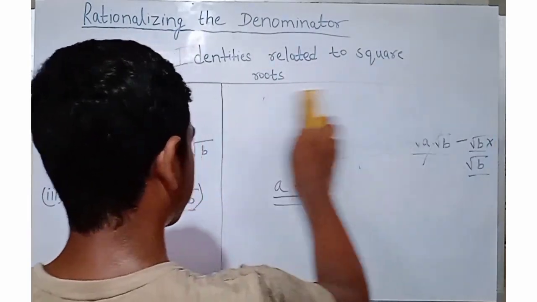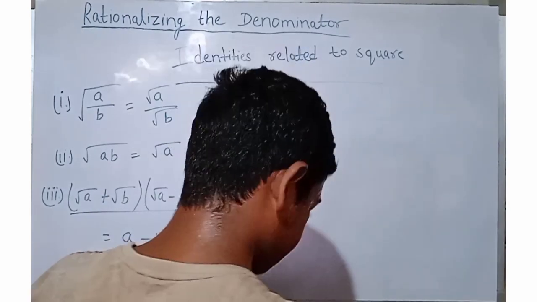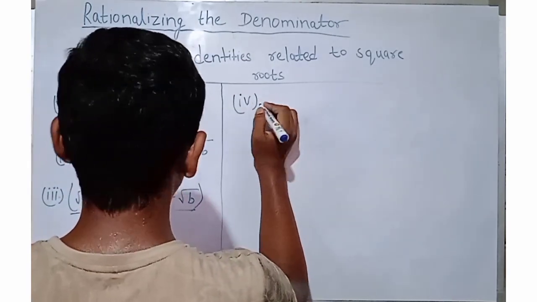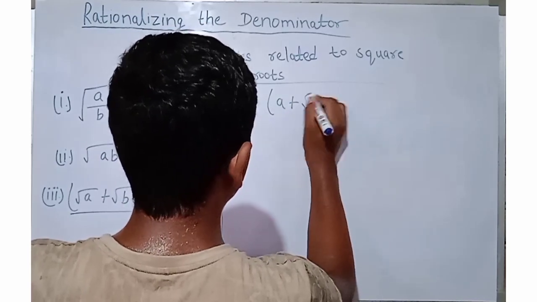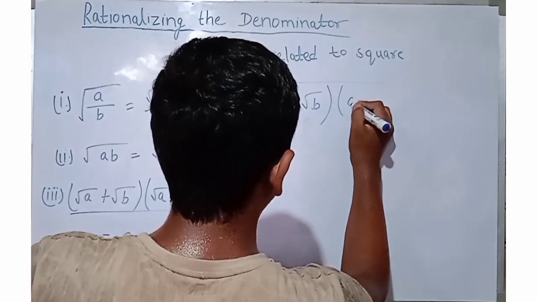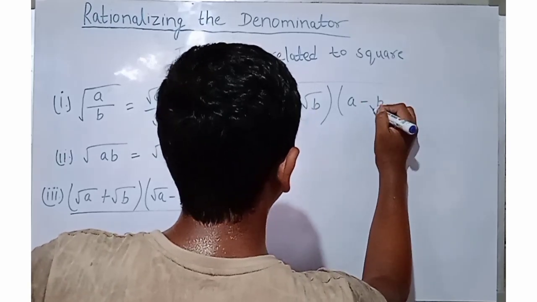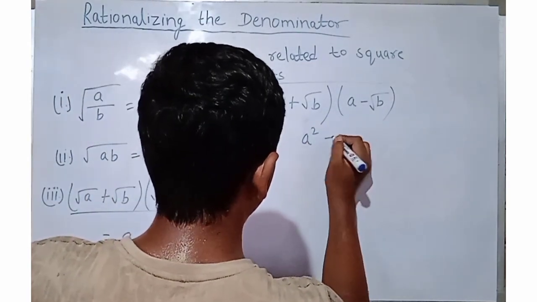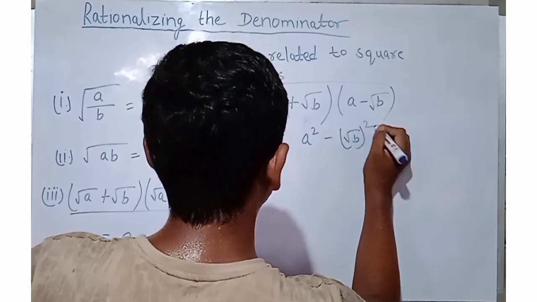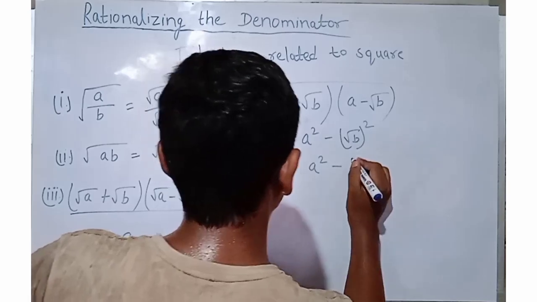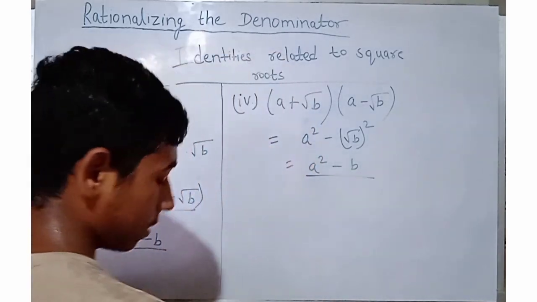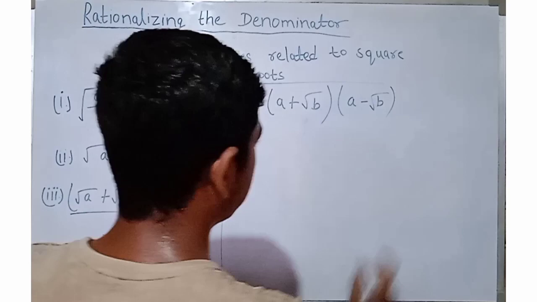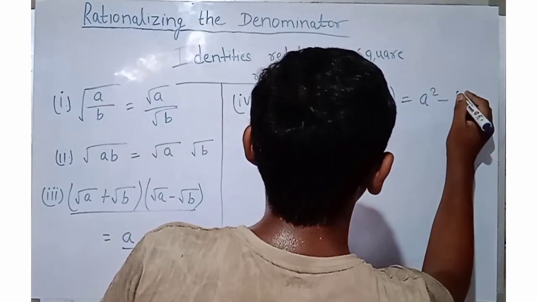The next is, suppose a plus root b and a minus root b. It will be a square minus b square, so it will be just like that, a square minus b. I think you have understood it. I am writing directly, a square minus b.